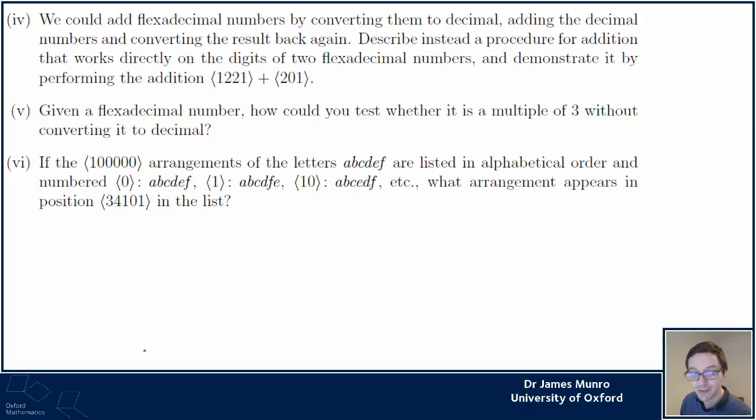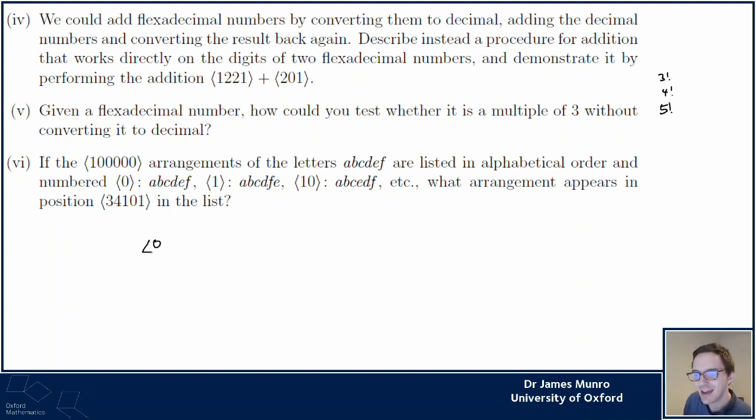Part 5 wants us to check whether a flexadecimal number is a multiple of 3. I suppose one of the columns is worth 6, right? And the next column is worth 24, which is also a multiple of 3. And in fact, all of the factorials are multiples of 3 after 3 factorial. So it's just the first couple of digits that I need to worry about.